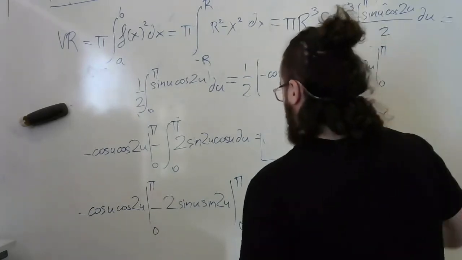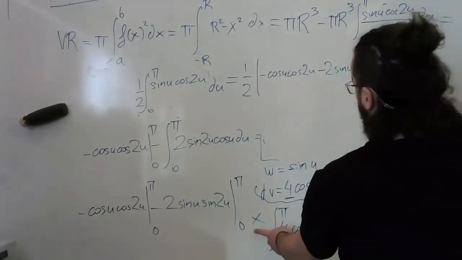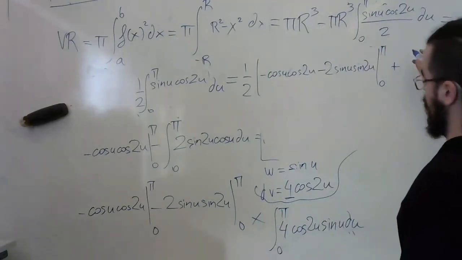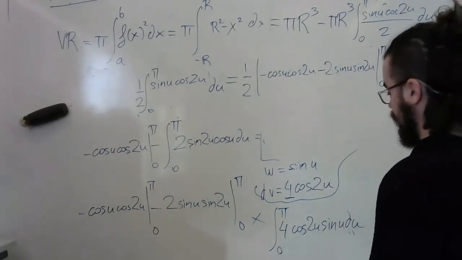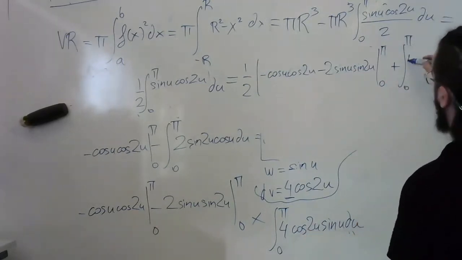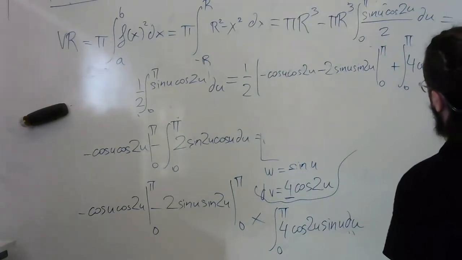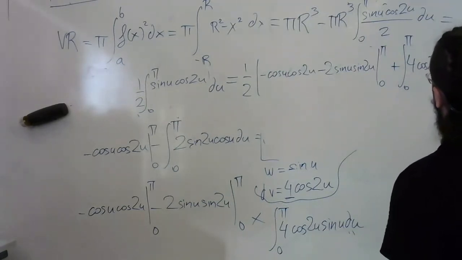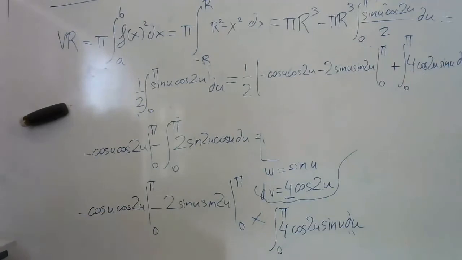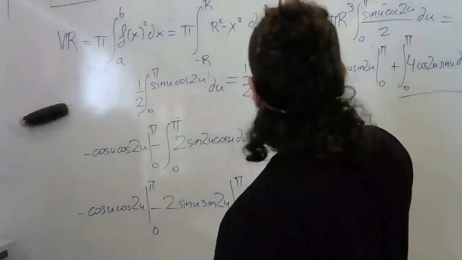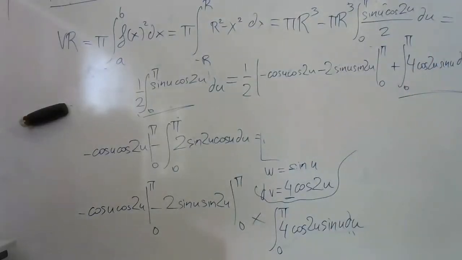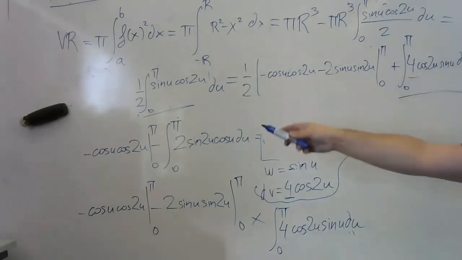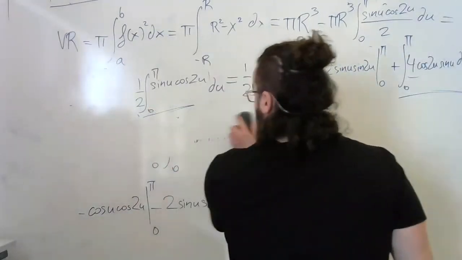Between 0 and pi, plus the integral from 0 to pi of 4 cosine U sine U differential of U. Why do I put this apart? Because this integral is 4 times this thing. We integrate by parts twice, and we've actually figured out something.